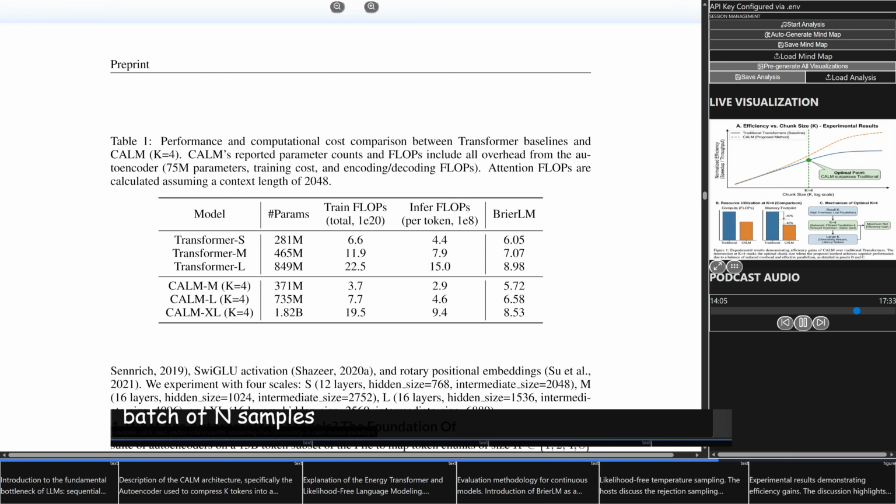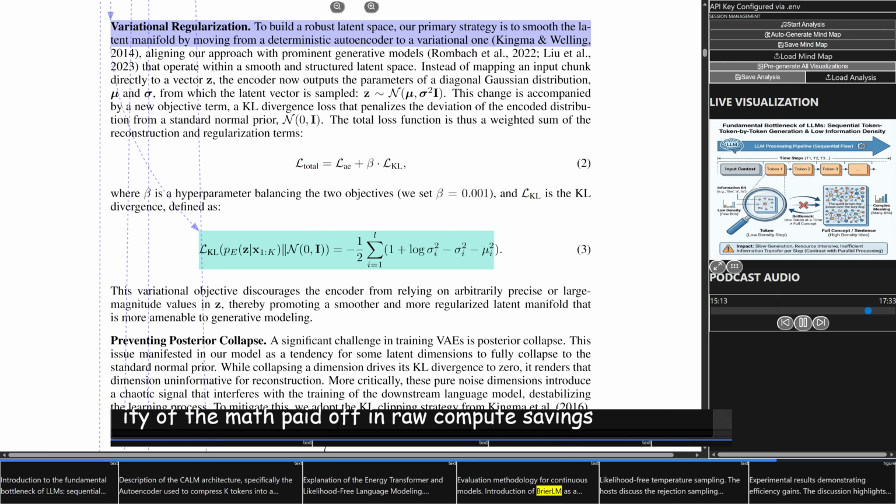So we've navigated the four major mathematical challenges: creating the robust space, training with the energy score, evaluating with BrierLM, and controlling generation. The final question is simple. Did this massive shift in the toolkit actually deliver on the promise of efficiency? It absolutely did. The complexity of the math paid off in raw compute savings. Let's look at the specifics.